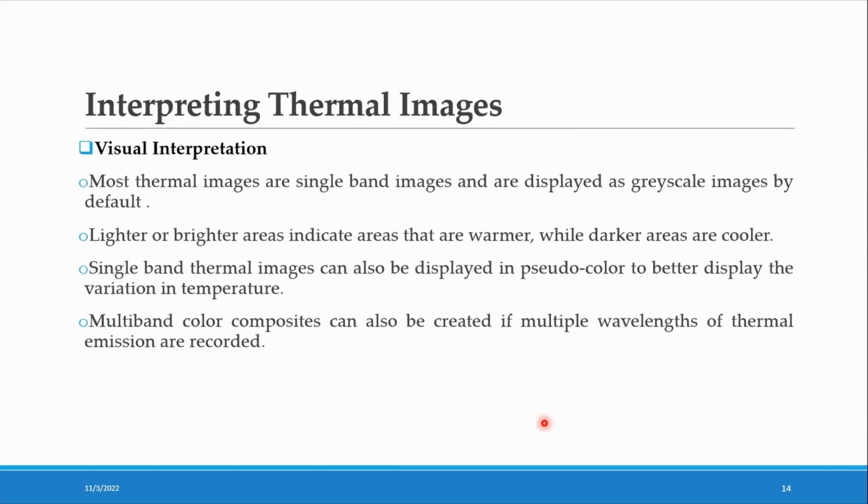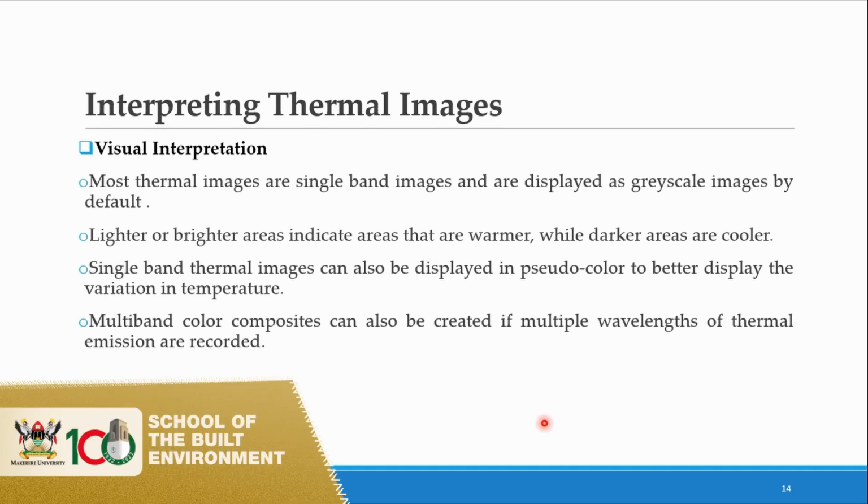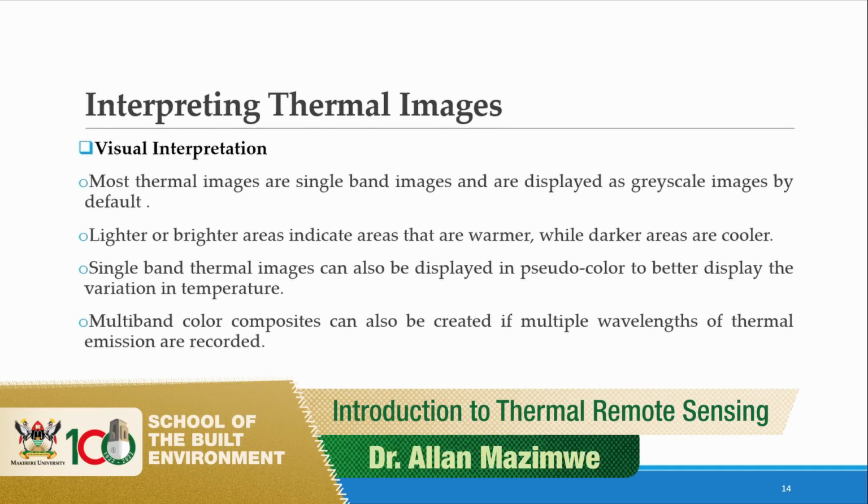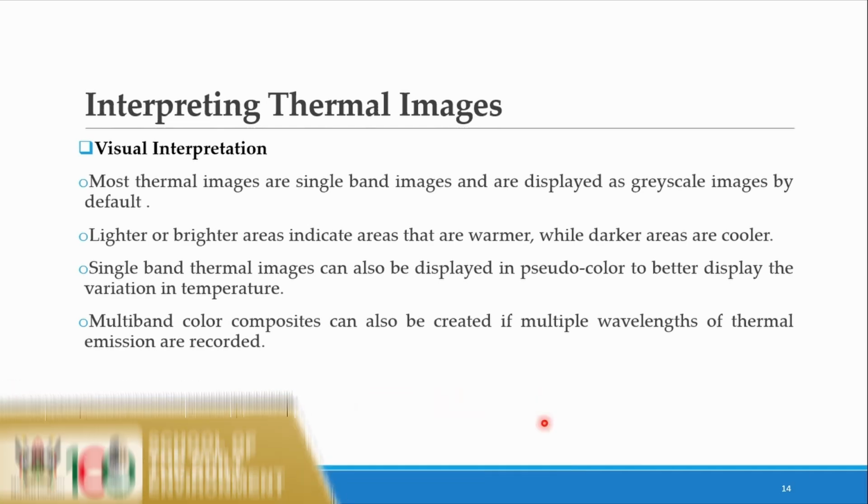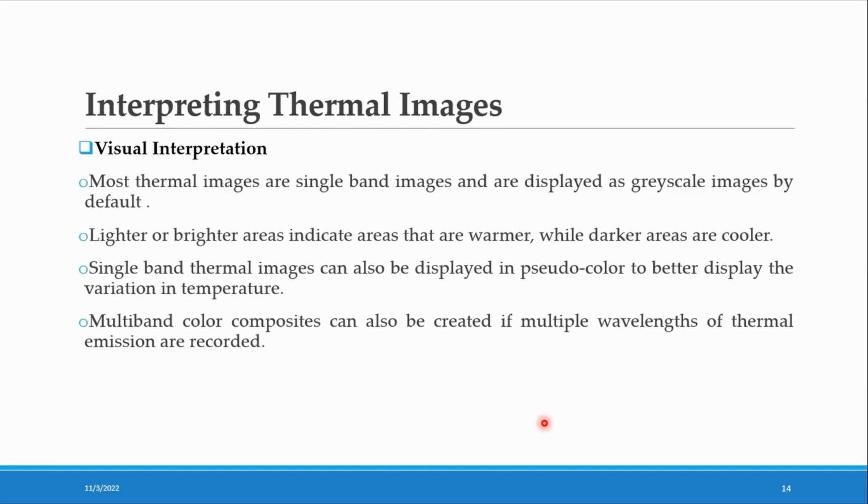The interpretation of these images, first and foremost, will be visual, by just looking at the image. When you download it from the provider and you have it, take an example: I have downloaded a Landsat image, and I know that if it is Landsat 8 or Landsat 9, I'm going to look at band 10 and band 11. So when I look at band 10 and band 11, what do I see? What do I visually interpret?